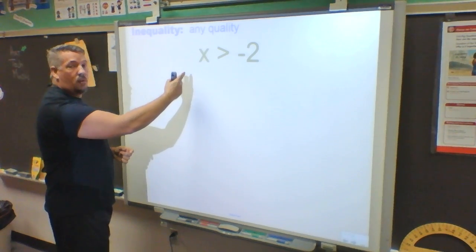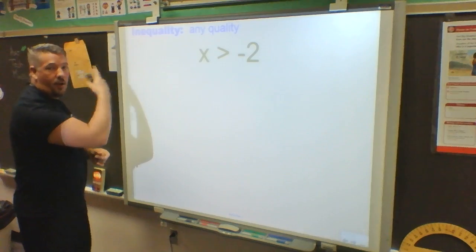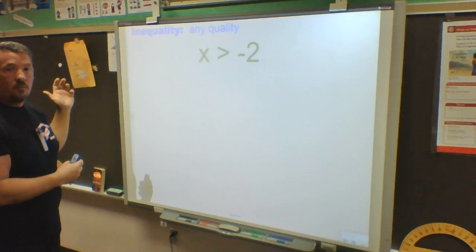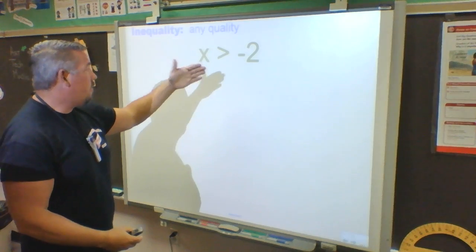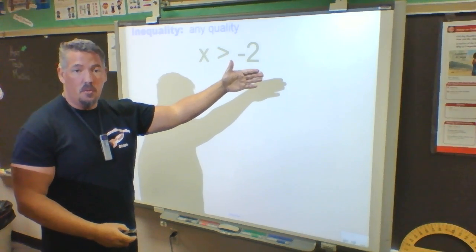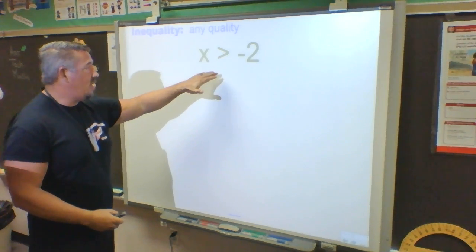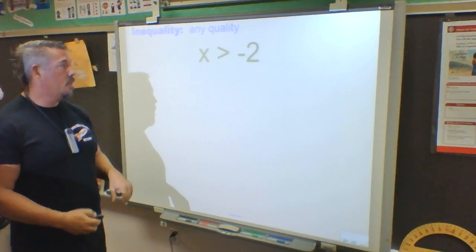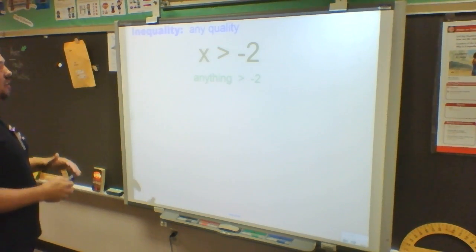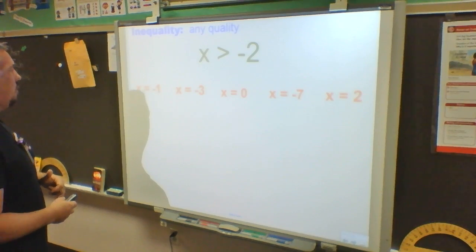It can be 1 or 2 or 3 or 4 or 5 or 6, on and on forever. What it cannot be is -3, because -3 is less than -2. So an inequality tells me there can be anything that makes this a true statement. So let's look at anything that is greater than -2.